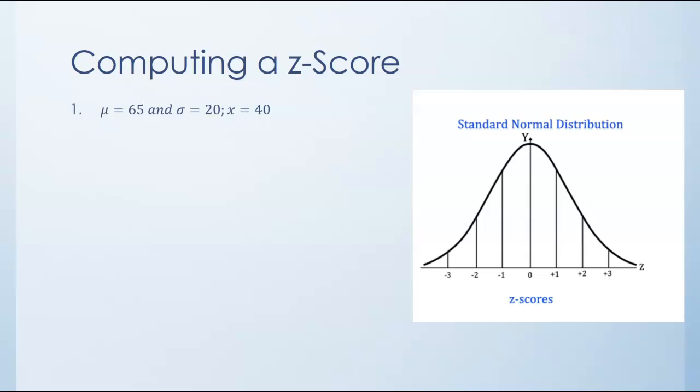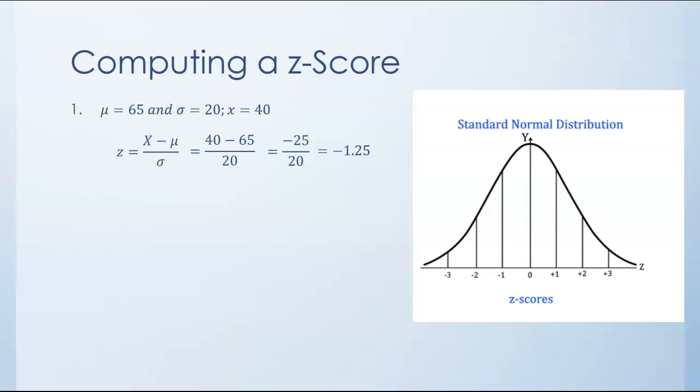So our first example here is we have a mean of 65, a standard deviation of 20, and we want to figure out what the z-score is for the value 40. Okay, so again, we have our x minus our mean divided by our standard deviation. So in this case, that would be 40 minus 65 divided by 20. And that would give us negative 25 divided by 20, which would give us a negative 1.25. So that is negative 1.25 standard deviations away from our mean.